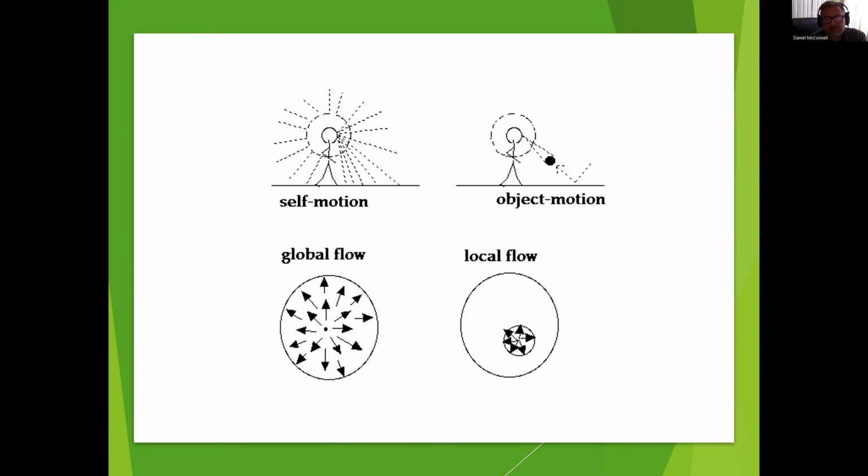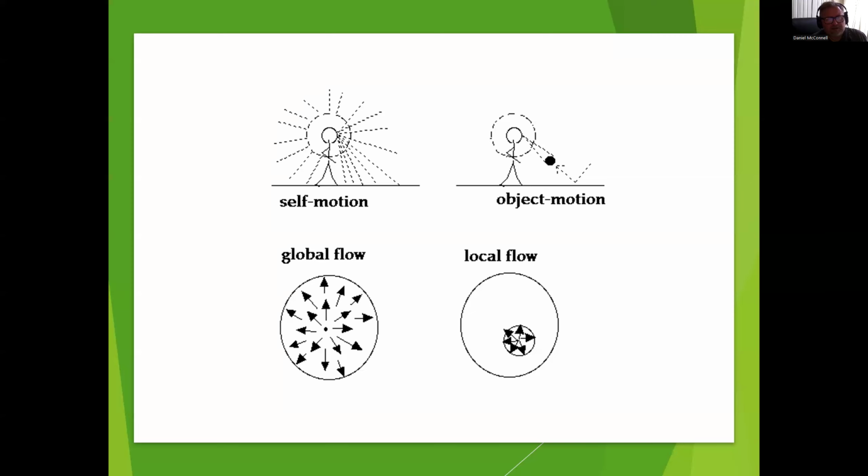Well, we have to pause for a second and think about what Gibson is trying to claim here, which is, from what we might consider to be an ecologically valid perspective, global flow always corresponds to self-motion. Ecologically valid meaning that when we think about the evolution of visual systems, animals did not evolve to handle perceiving virtual reality displays or movies and other kinds of projection type displays like that, right? Artificial displays.